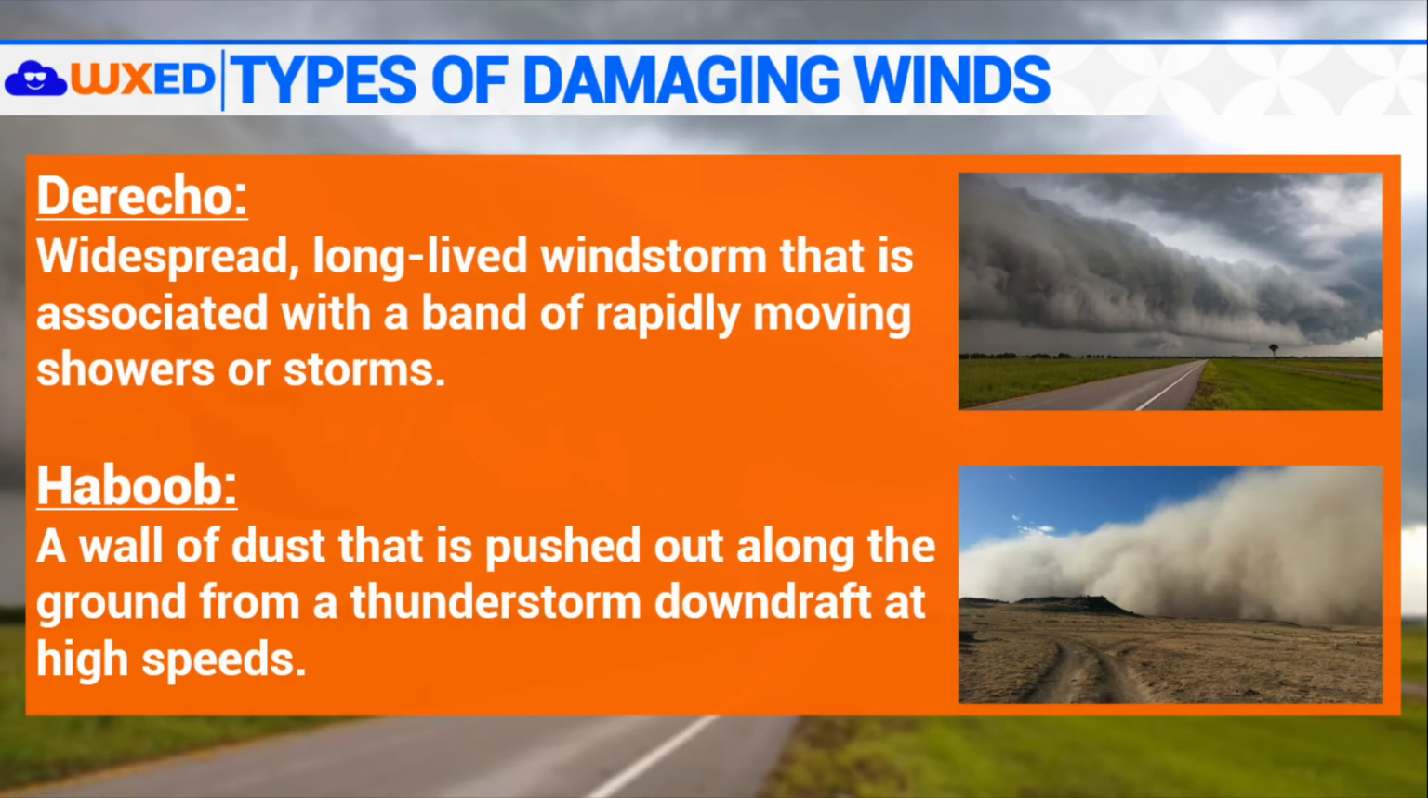Moving on to our last two types of damaging winds, we have a derecho, which is a widespread, long-lived windstorm that is associated with a band of rapidly moving showers or storms. And lastly, you have a haboob, which is a wall of dust that is pushed out along the ground from a thunderstorm downdraft at high speeds.